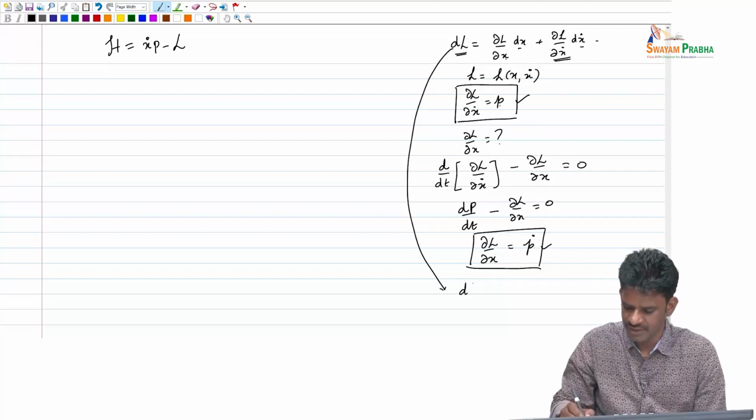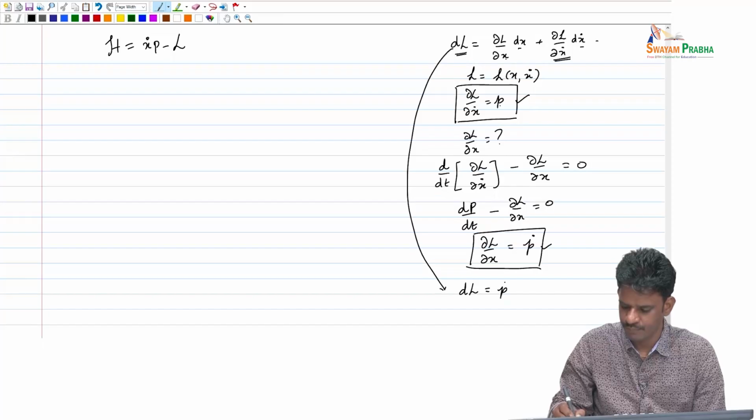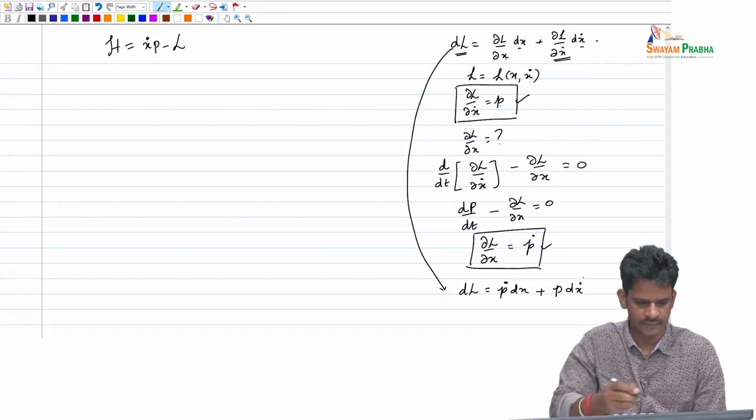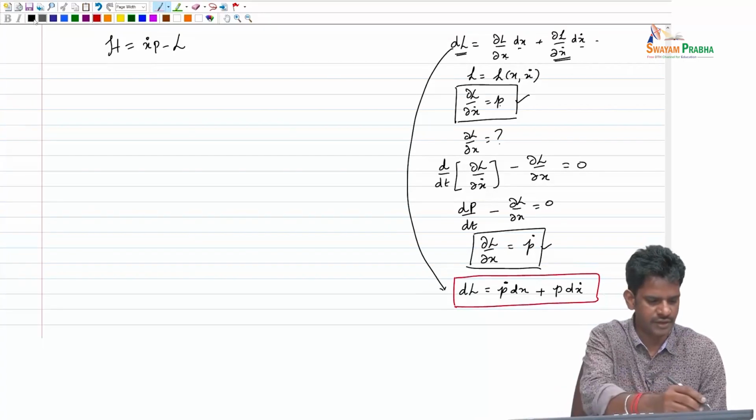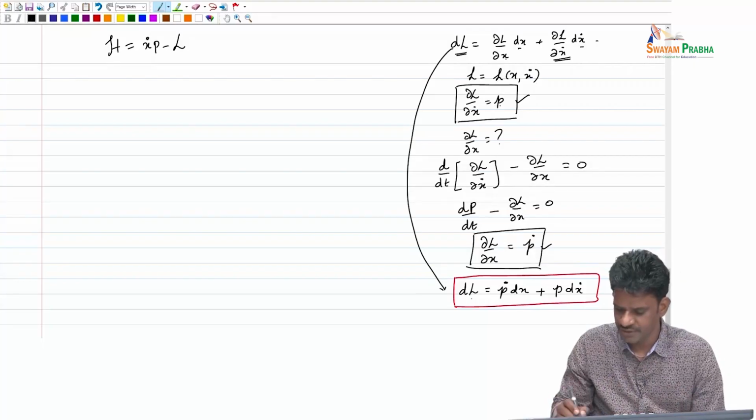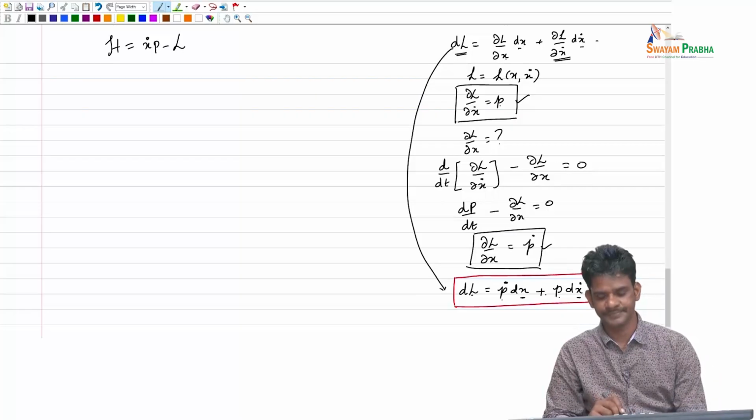So we get the total derivative dL can be written as ṗ dx plus p dẋ. So this is basically the total derivative of the Lagrangian in terms of two variables. So you can clearly see that the Lagrangian can be varied by changing x and ẋ, and these are the coefficients of those changes.